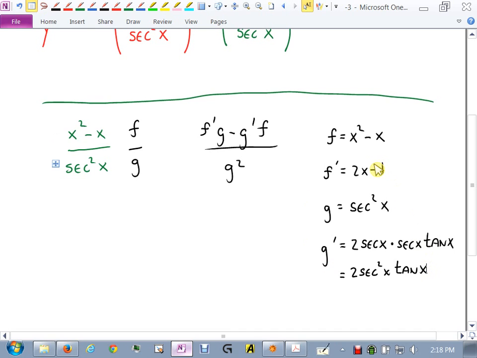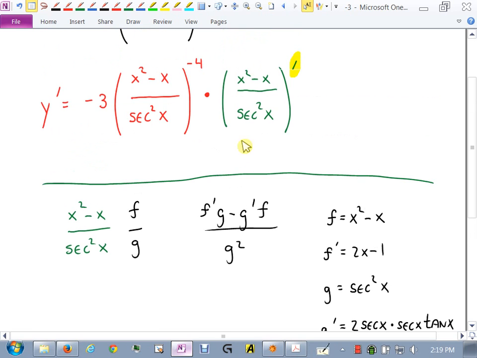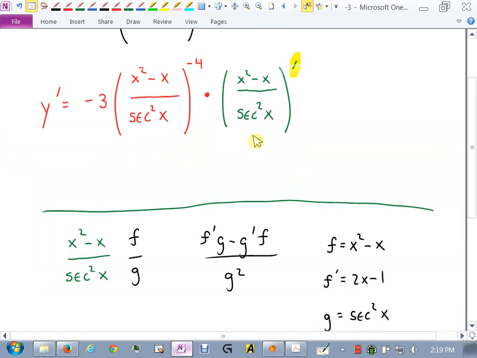So I have it all, don't I? I have f, I have f prime, I have g prime. I can fill out this entire quotient rule, can't I? In fact, if I want to, I could probably come back up here and squeeze it in right there. Just replace this with whatever this is, right? So let me see if I can get a final answer for us. Negative 3 x squared minus x over secant squared x, all of this to the negative 4 times.